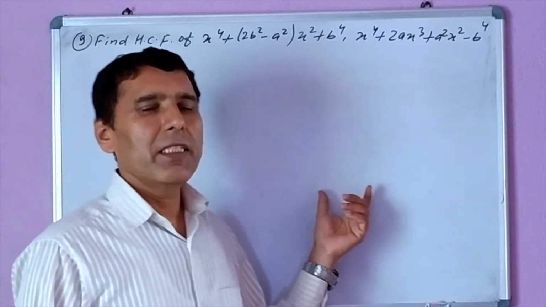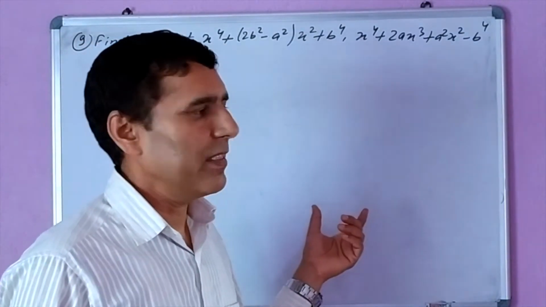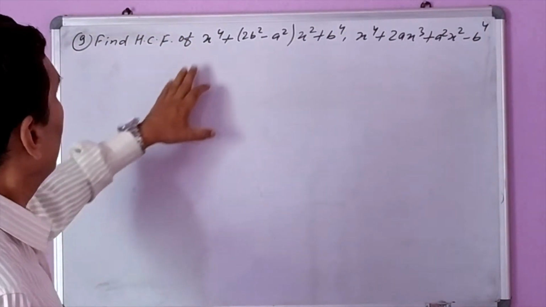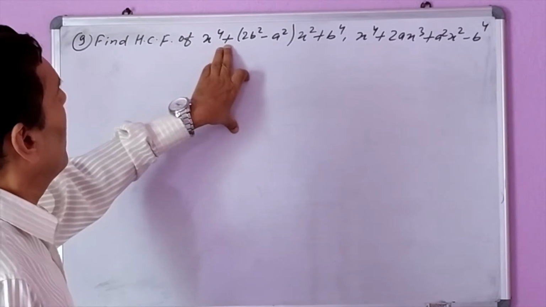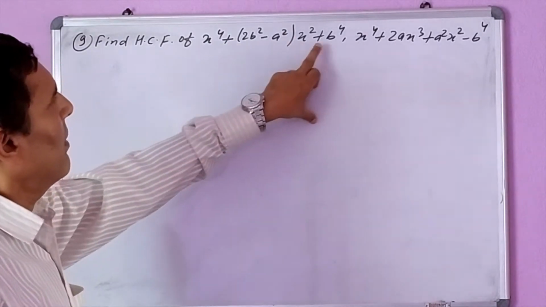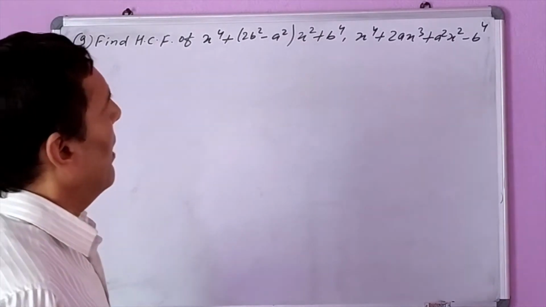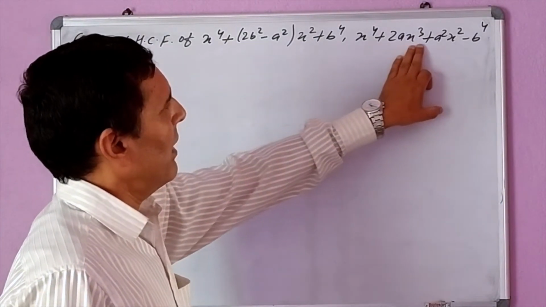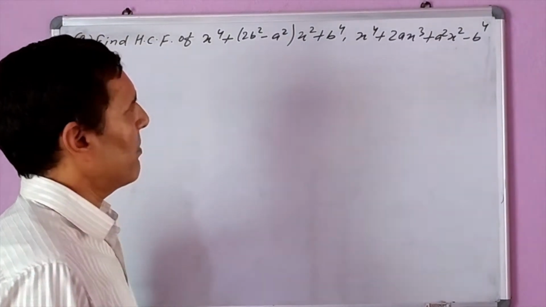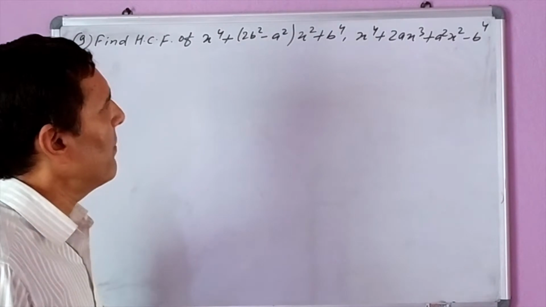We are finding the HCF of some more important questions for SC. We have another question here, question number 9. Find the HCF of x^4 + (2b^2 - a^2)x^2 + b^4 and another expression x^4 + 2ax^3 + a^2x^2 - b^4. We have two expressions only in the question.